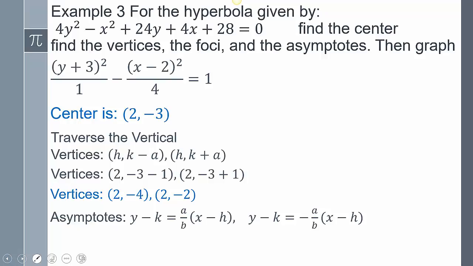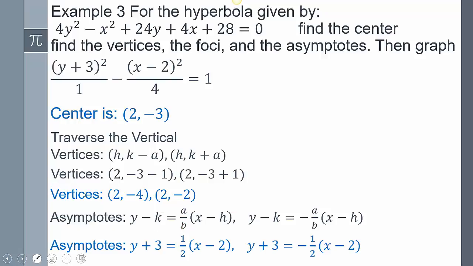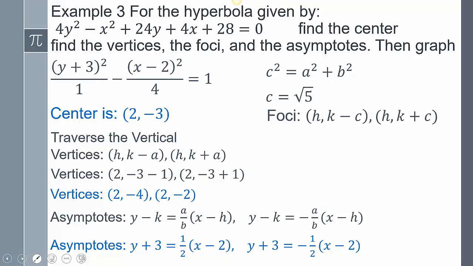Now I have to find the asymptotes. And so I know what my a is, I know what my b is. I know what my h and k is, and so plugging those values in, I get these equations for my asymptotes. Finding my c, I have to plug in 1 for a, I have to plug in 4 for b, and I get c equals the square root of 5. So for my foci equations that were under the transversing the y, plug in h, plug in k, plug in c, and so you're going to get these values here.